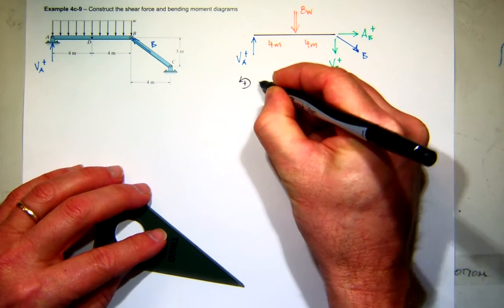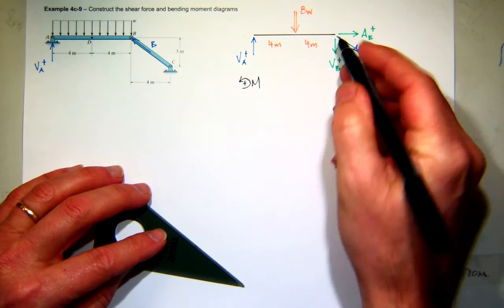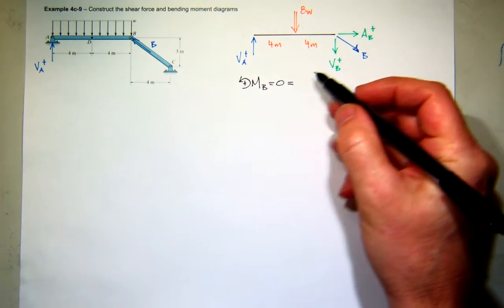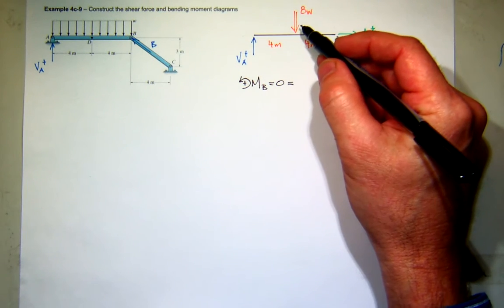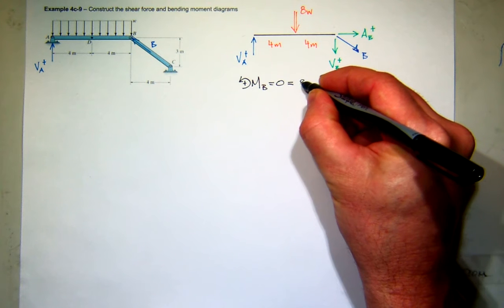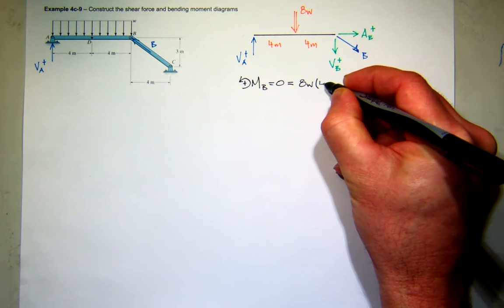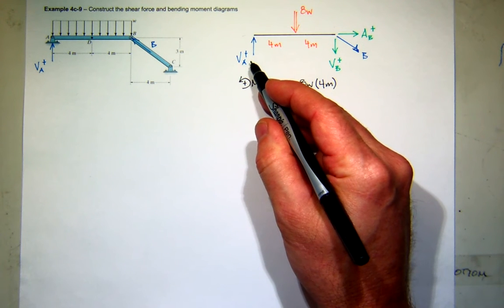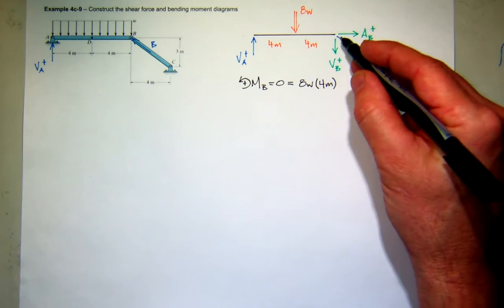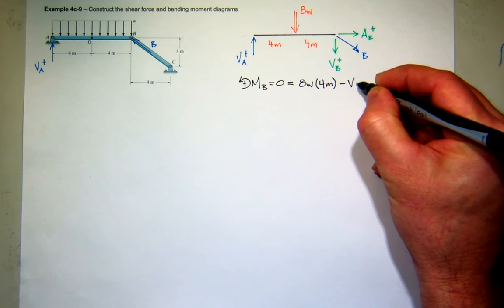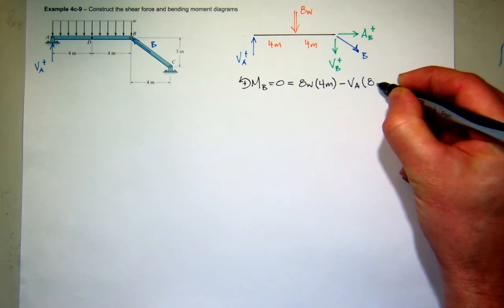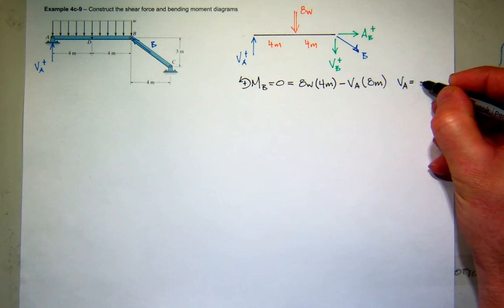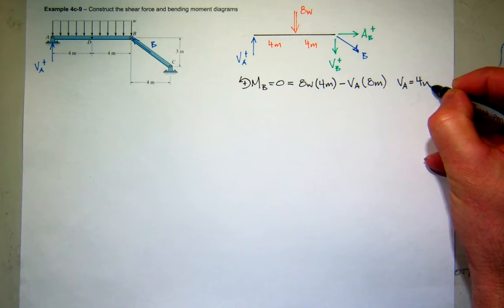So I'm going to sum moments about B and set it equal to 0. Summing moments about B, the concentrated equivalent force creates positive moment, so that would be 8W is the force, the distance is 4 meters. The shear at A creates what, positive or negative moment about B? Negative. That would be the shear at A times 8 meters. And it's not hard to see that the shear at A now is going to be 4W.